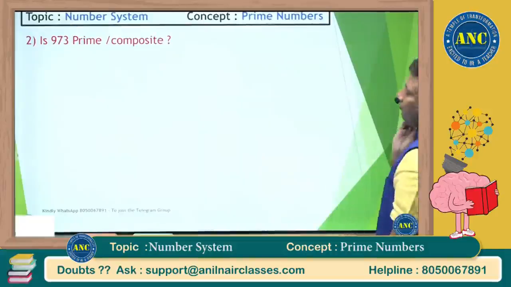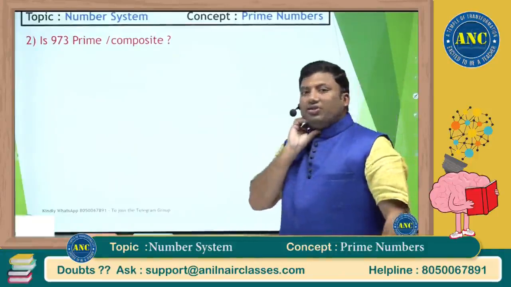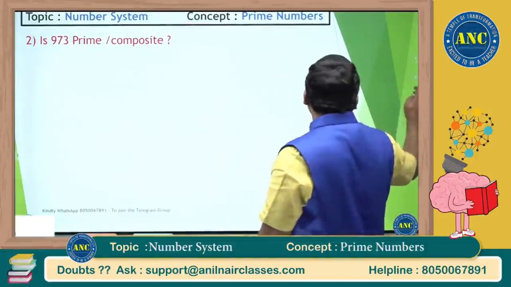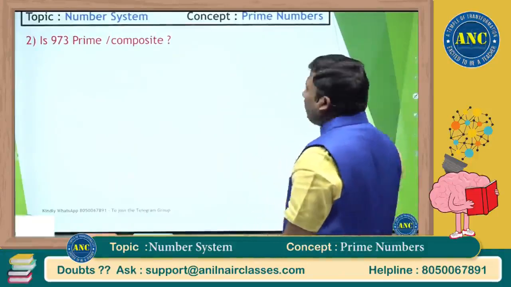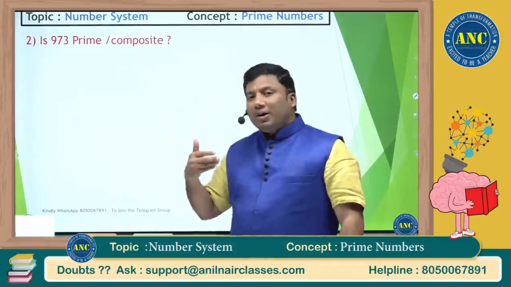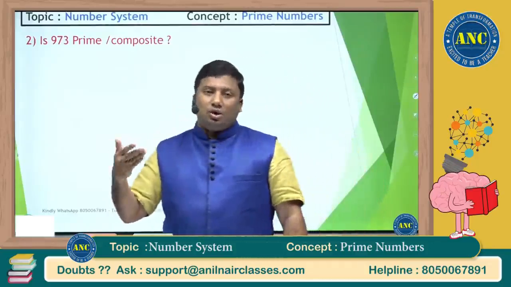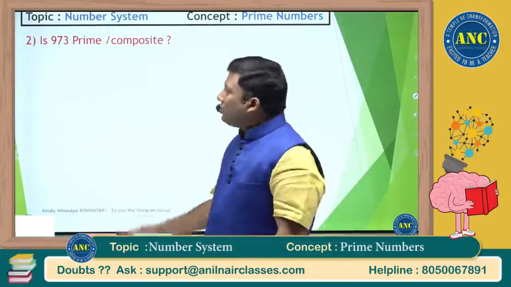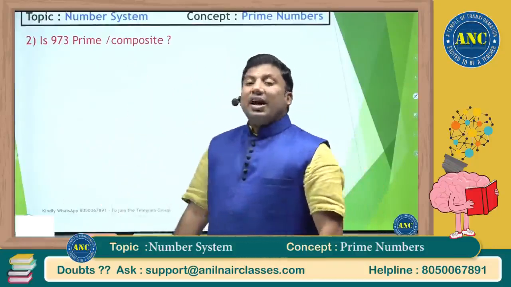Third one. E is 973. Prime or composite? Listen carefully, sir. In the previous question, we got an even number. Any even number other than 2 is a composite number. But the given question is 973.